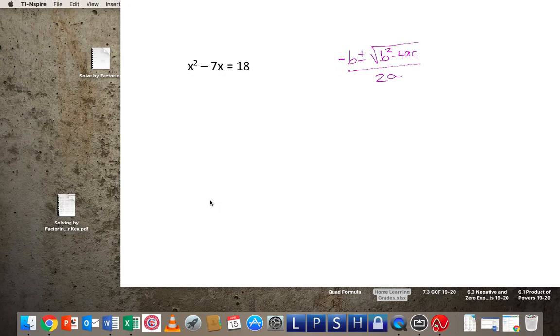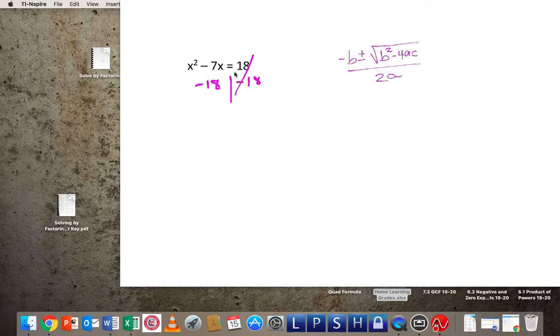All right, so let's try another one. Okay, on this one, I have x squared minus 7x is equal to 18. Well, remember I said it's very important to make sure that your equation is set equal to 0, which this one is not. So before I can figure out a, b, and c, let's make it equal 0. All right, so to make it equal 0, I need to take away 18. What I do on one side, I have to do on the other.